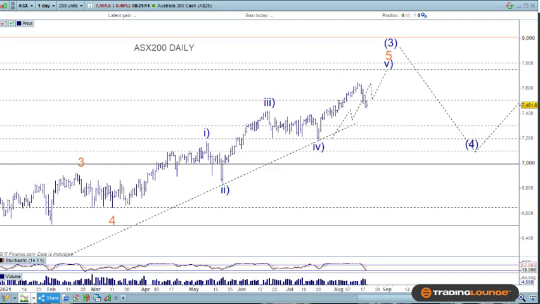So, look, I have to say I'm in a bit of a spot here because I don't like to force wave counts, and when I'm not sure, I like to say that I'm unsure, and then we need to look for different sort of tactics.